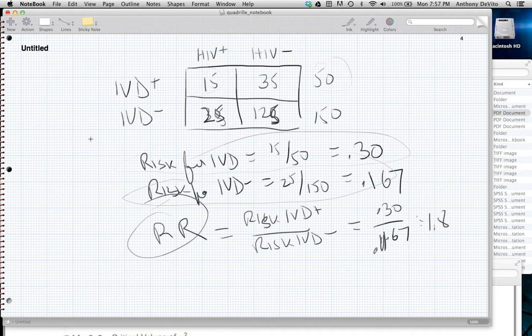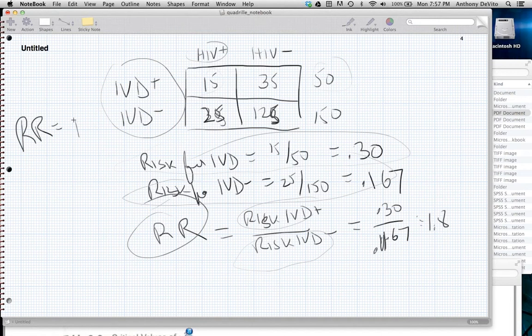Now, let me ask you something. If there were no difference between IV drug use and non-IV drug use in terms of being HIV positive, what would the relative risk be equal to? Not zero, close, got the right idea. It'd be equal to 1. It'd be the same. The risk for IV drug users and the risk for non-IV drug users would be the same number, the same proportion. Same as our expected values.